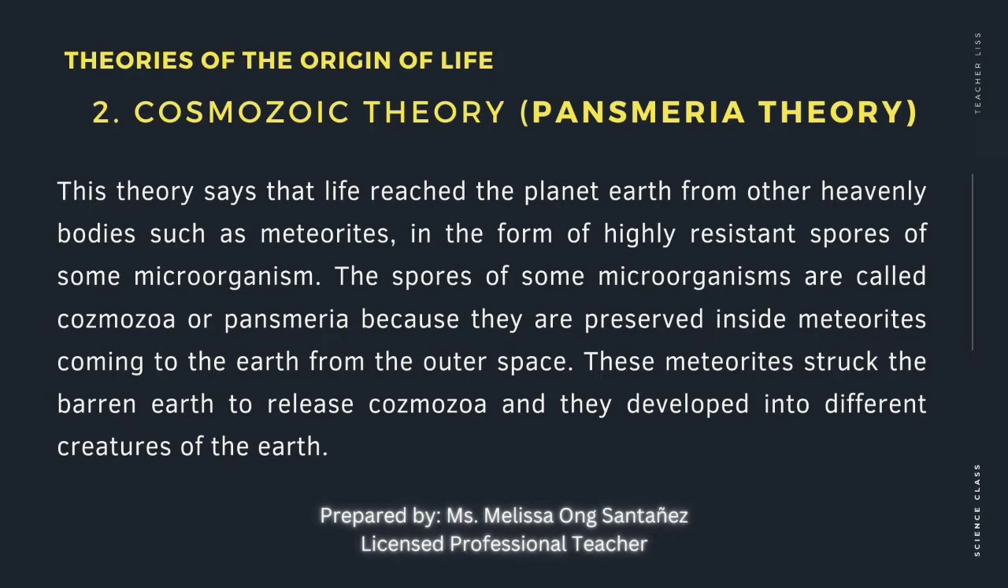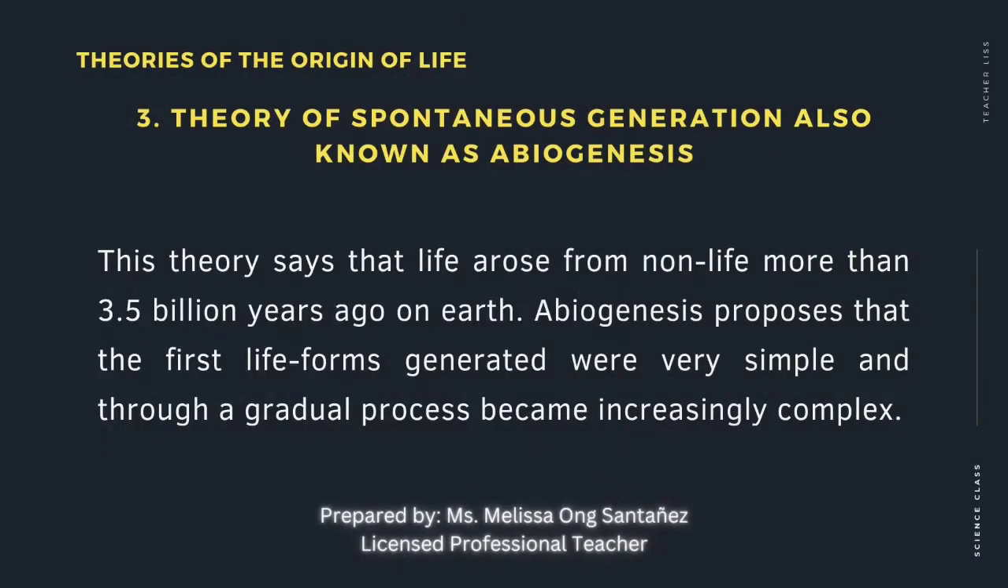The third theory of the origin of life is what we call abiogenesis, with an A from the beginning, otherwise known as the theory of spontaneous generation. What does it tell us? You already know that bio means life. If there's an A at the beginning, that means non-life. So this theory says that life arose from non-life more than 3.5 billion years ago on Earth.